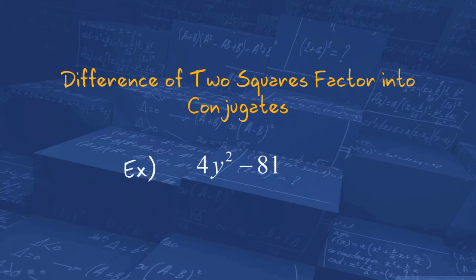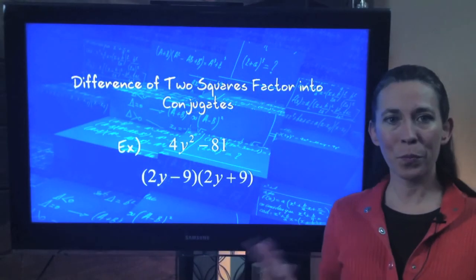All right, let's do it again. Difference of two squares. You've got perfect squares here, 4y squared. The square root would be 2y. Square root of 81 would be 9. So we're gonna have a 2y minus 9 and a 2y plus 9. Changed up the signs just so you can see that it doesn't really matter which one you write first. But there's no work to it.